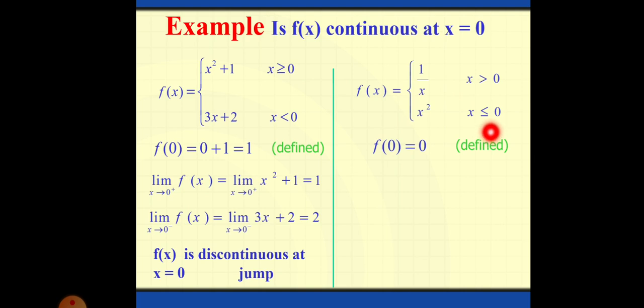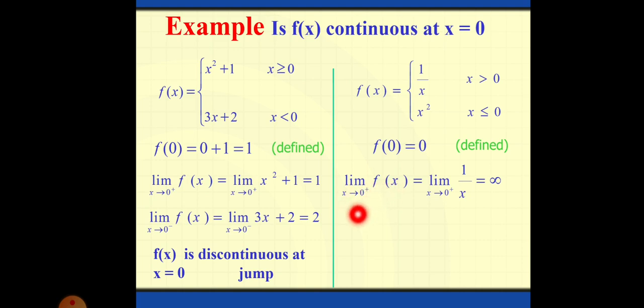Another example. Here we have to discuss the continuity of this function at x equals 0. f of 0 is defined because when x is smaller than or equal to 0, you must use this rule. So for f of 0, we use x squared, substitute x equals 0. So f of 0 equals 0.